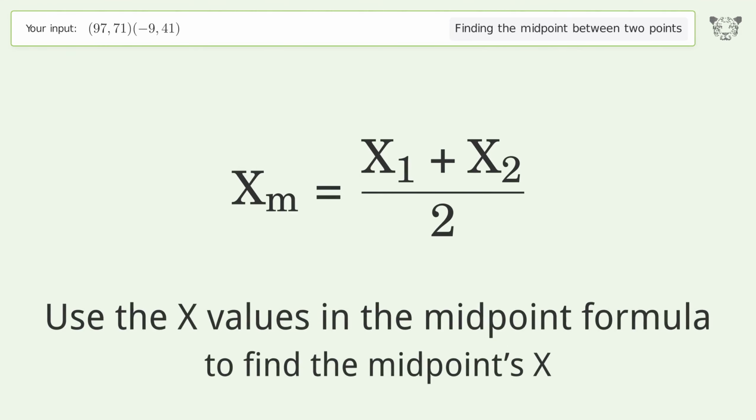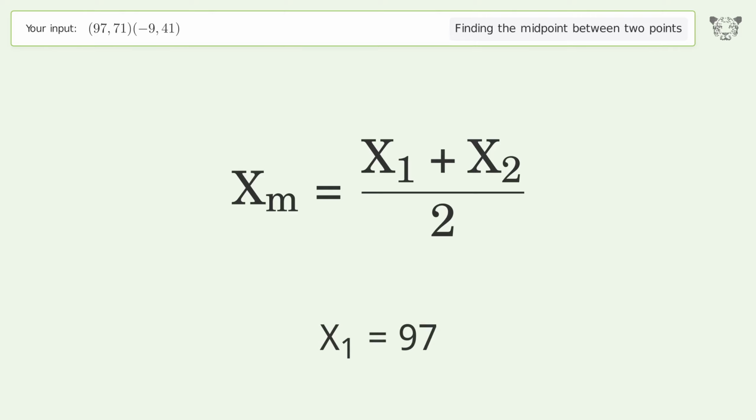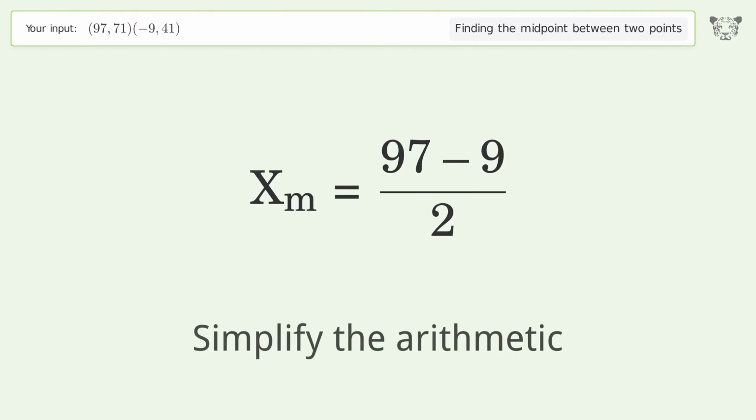Use the x values in the midpoint formula to find the midpoint's x. x1 equals 97. x2 equals -9. Simplify the arithmetic.